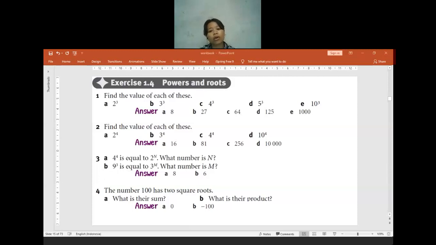Is there anyone who gets confused? No confusion? Okay. If no one gets confused, I will move to question 3.